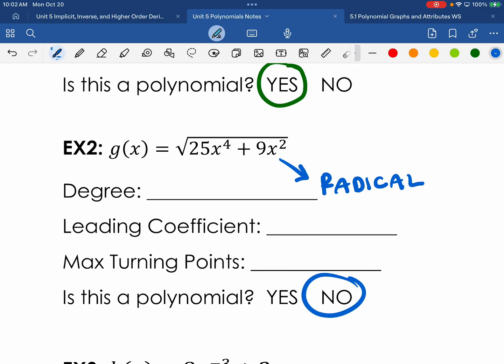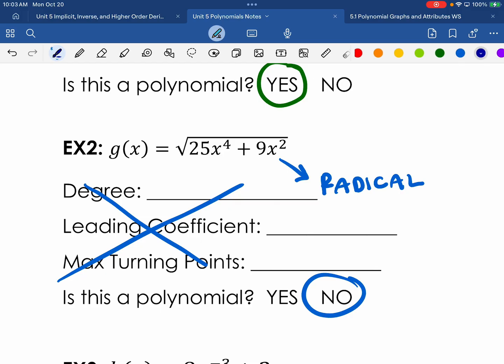Is the degree 2? Kind of. So it doesn't totally make sense to talk about the degree, leading coefficient, and turning points if it's not a polynomial. So we're not going to answer these questions because it's not a polynomial. So it's funny trying to talk about those kinds of things if you don't have a polynomial function.